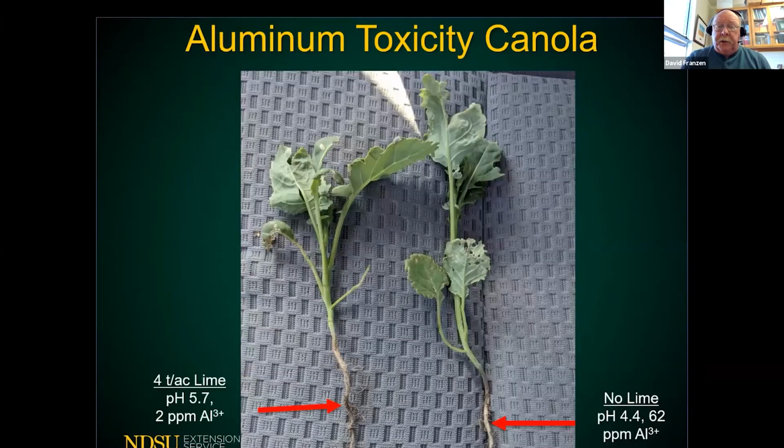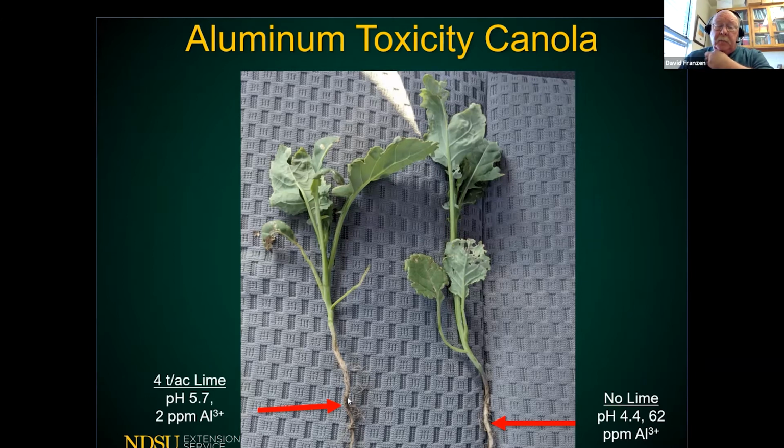This is aluminum toxicity in canola. The height is a little bit, it tends to make you think that maybe this isn't a big deal, but notice the number of leaves here. We have several more leaves here than here. The stem is just kind of elongated. The fine roots along the roots here, there's a lot less here than there is here.